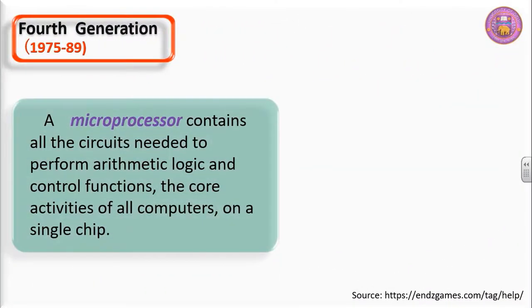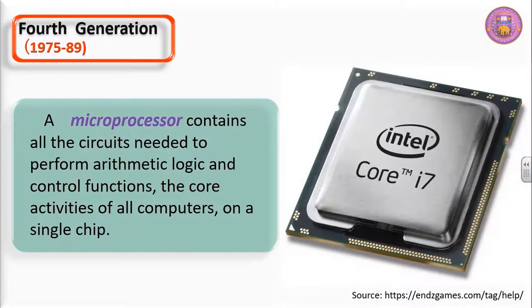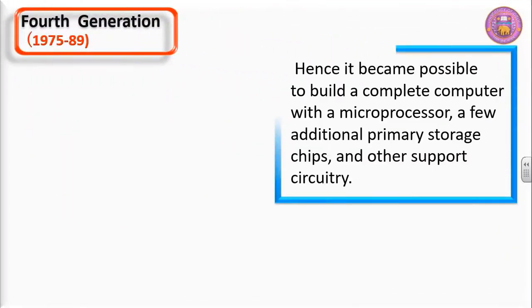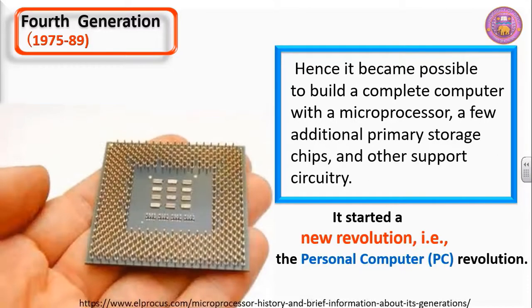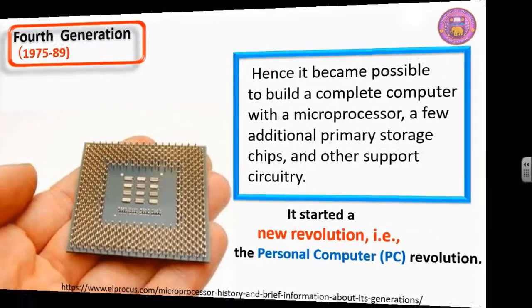A microprocessor contains all the circuits needed to perform arithmetic, logic and control functions, the core activities of all computers, on a single chip. Hence, it became possible to build a complete computer with a microprocessor, a few additional primary storage chips, and other support circuitry. It started a new revolution, the personal computer revolution.